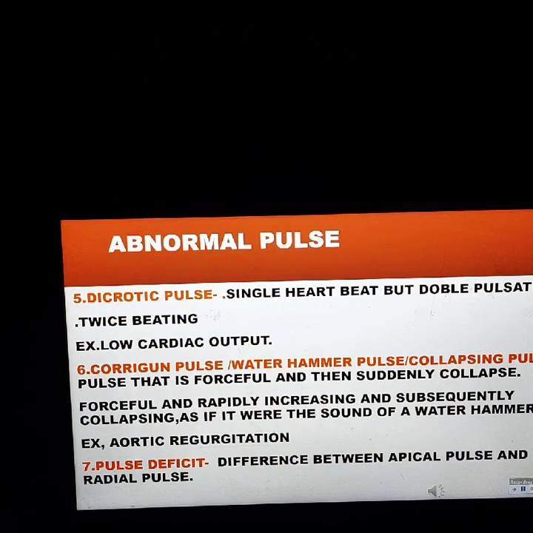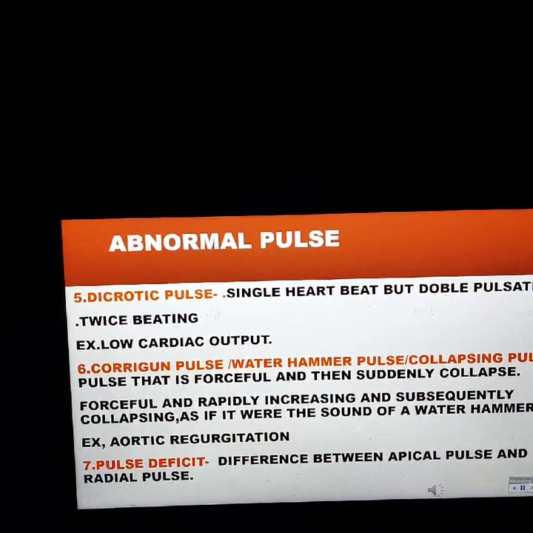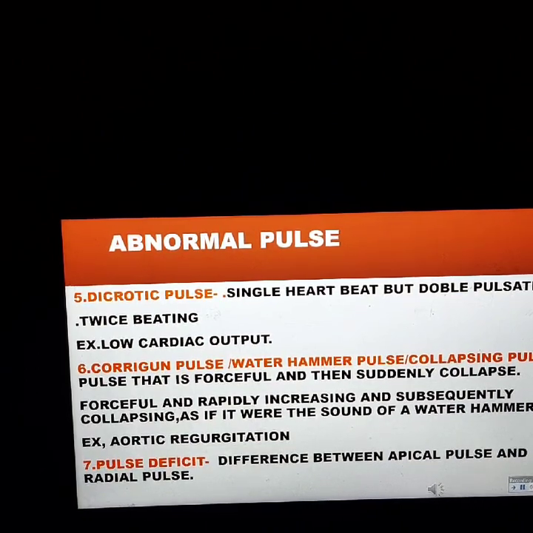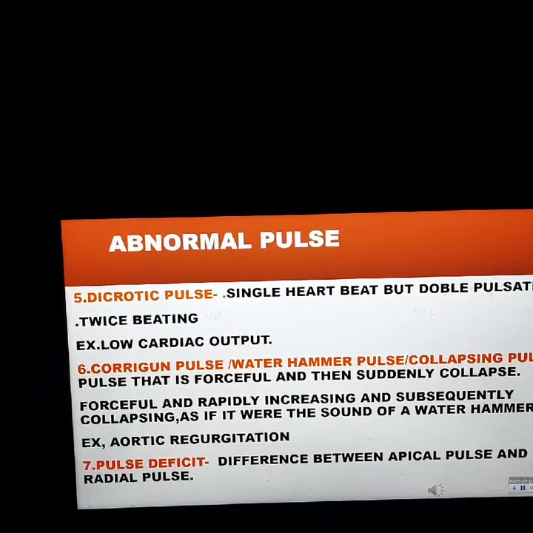Sixth one is Corrigan pulse. Corrigan pulse is also called water hammer pulse or collapsing pulse. A pulse that is forceful and then suddenly collapses. Forceful and rapidly increasing and subsequently collapsing, as if it were the sound of a water hammer. This is heard in aortic regurgitation.